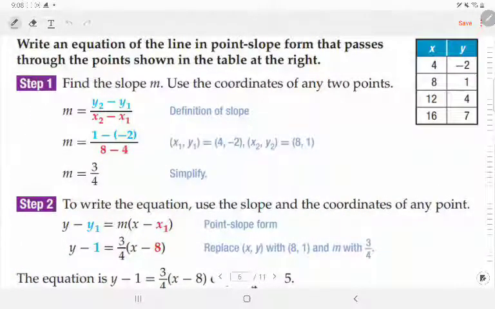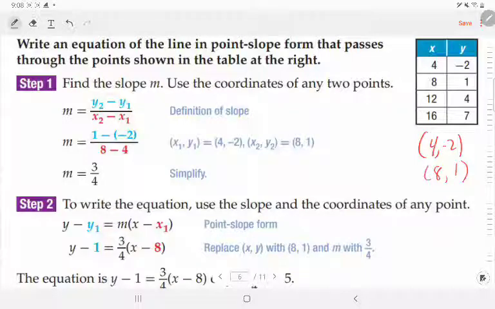All right, here's another one. But in this case, we have a table. It says write an equation of a line in point slope form that passes through points on the shown table at the right. So we have our x's, we have our y's. So this would be just like saying 4, negative 2, 8, 1, and so forth. Okay? So we need to find our slope first.